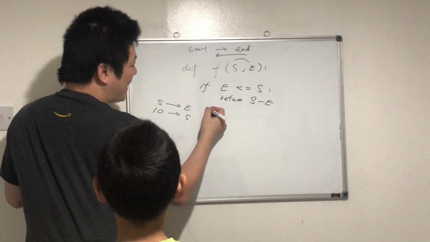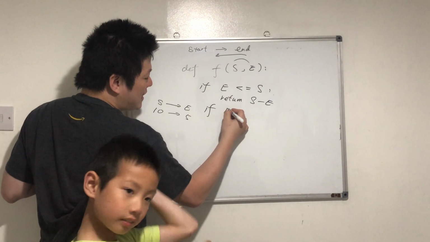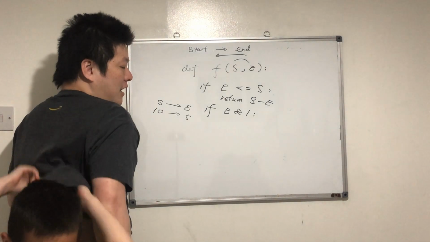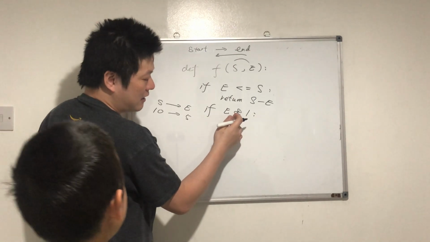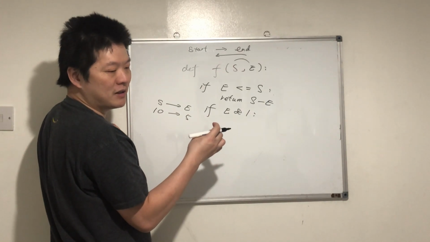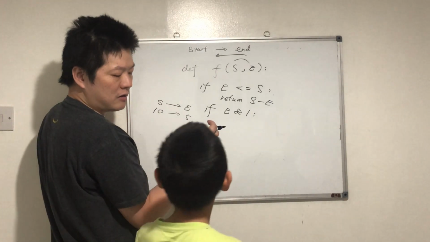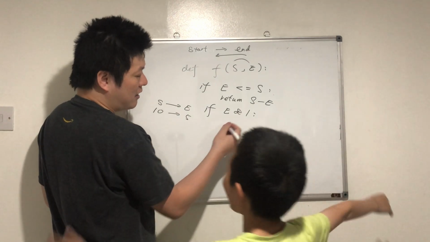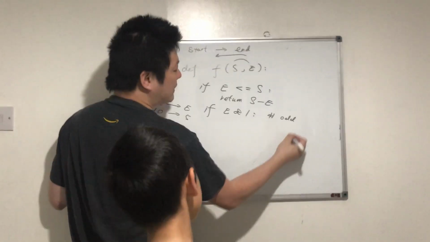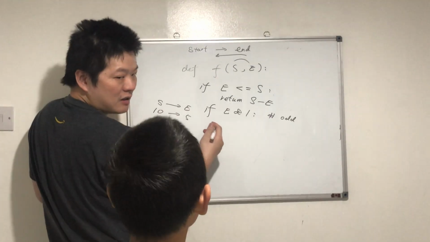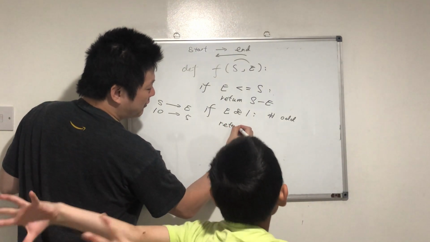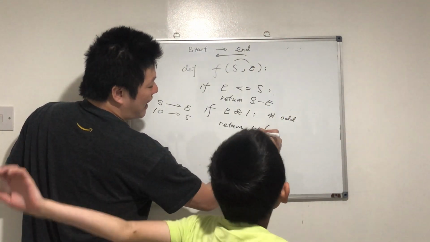Okay, then if e and 1, what does it mean? It's an odd number or even number? If it's 1, then it's an odd number. So if it's an odd number, what should we do? Add 1. We're done. So return, if we're doing the recursive, 1 plus f.